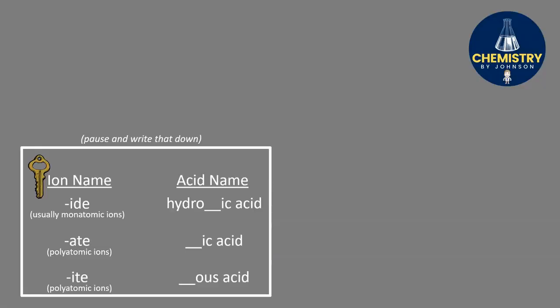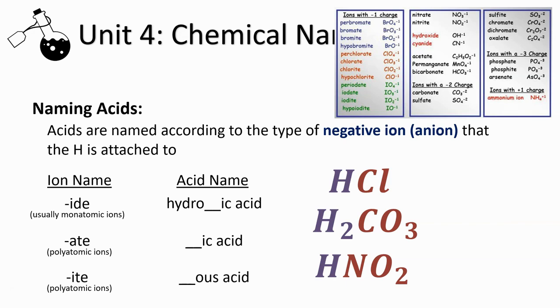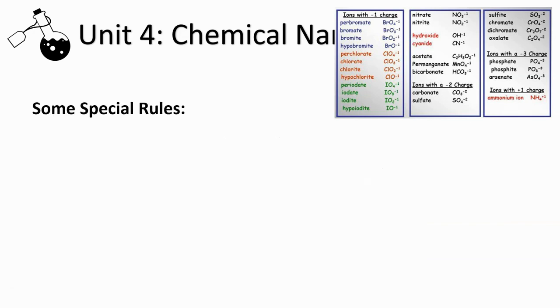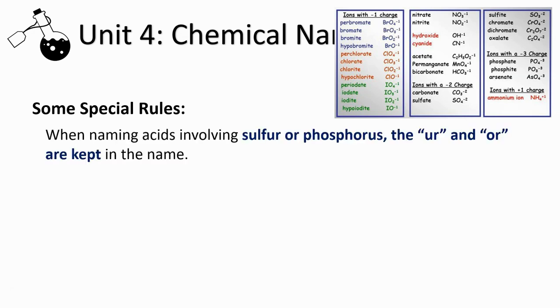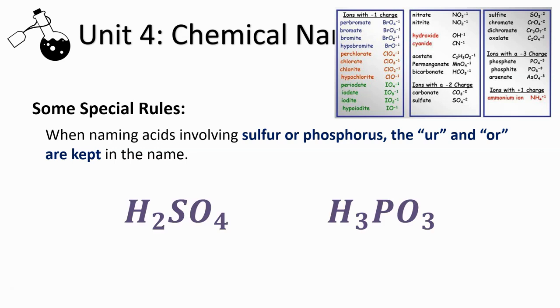You want to make sure to jot down those 3 naming rules. We've got one final thing to mention here, and that is with some acids, there's a special guideline to pay attention to when you're naming acids involving sulfur or phosphorus. You're going to keep the UR and the OR in the name of the acid from that root word, and the UR and the OR would typically be dropped off, but for acids, you're going to keep them in there. Let me show you exactly what I'm talking about with 2 final examples.